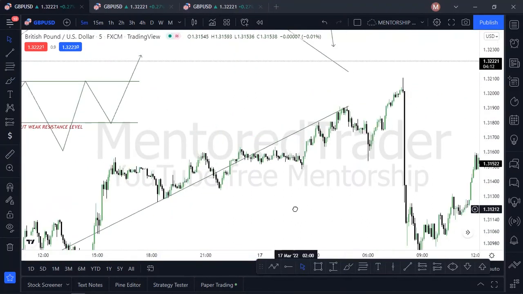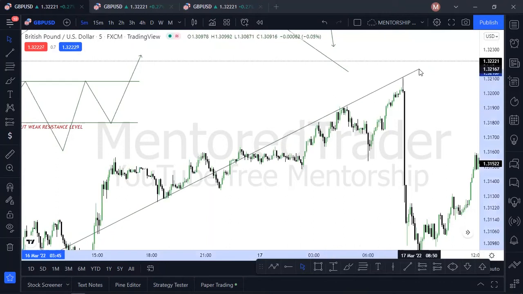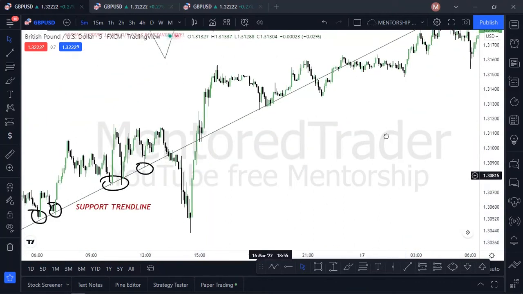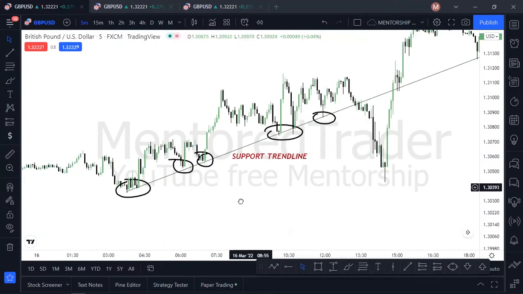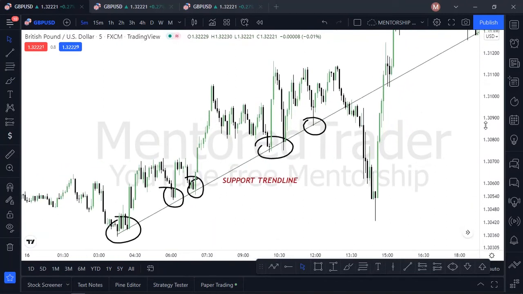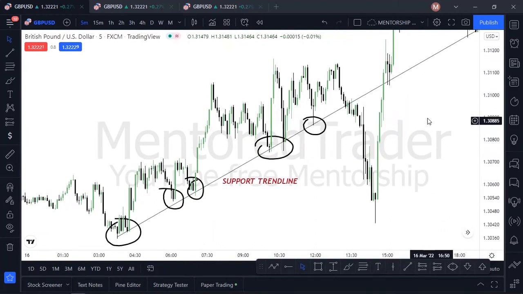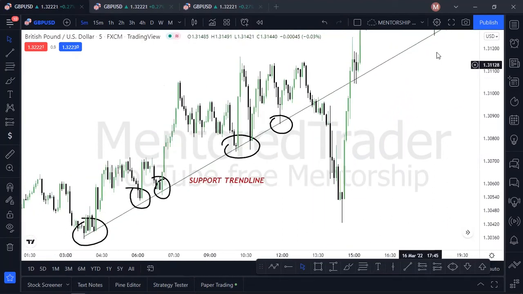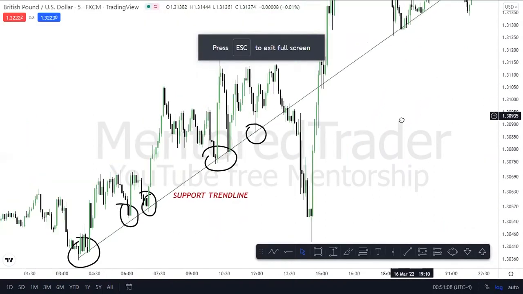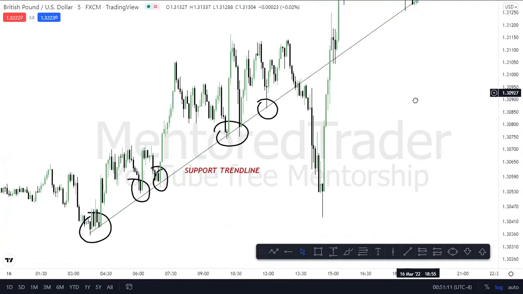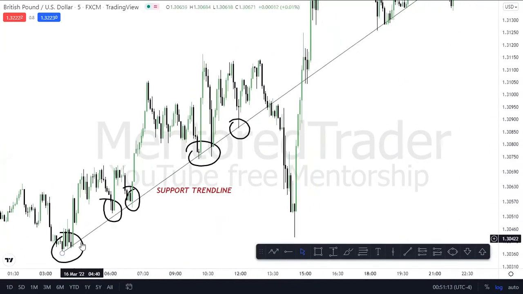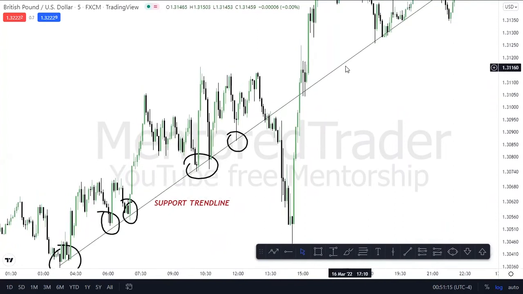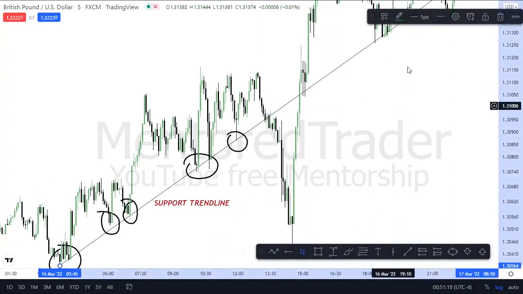Look carefully at what happens on this line. I want us to focus on this line. Then later in the video, you will see that a strong support and resistance trend line turned into a weak support and resistance line. Be careful. It doesn't mean that this won't act as either a strong or weak support level.